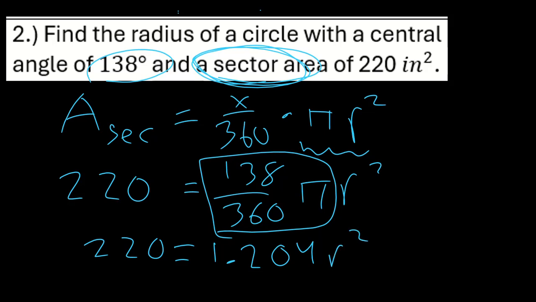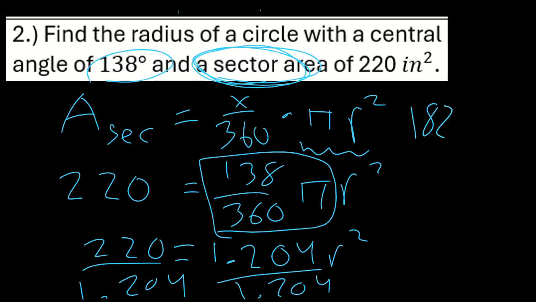Now, in order to get the radius squared by itself, I'll divide both sides by 1.204. And 220 divided by 1.204 will give me 182.72 is equal to my radius squared.